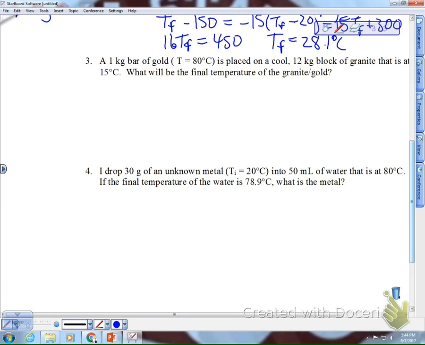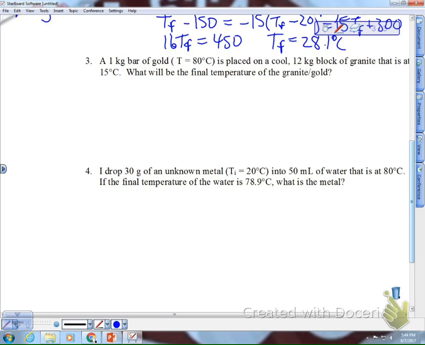I guess that's the one bad thing about calorimetry problems is that the algebra, that's pretty typical actually for a calorimetry problem. All right, number 3 is a very similar problem. We're just not going to use water this time. Just kind of give you a different concept of system and surroundings.